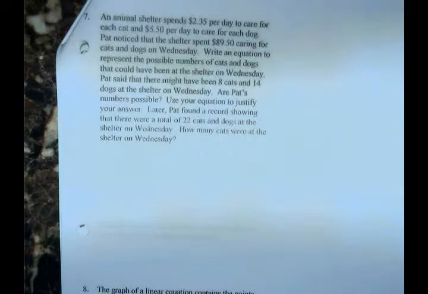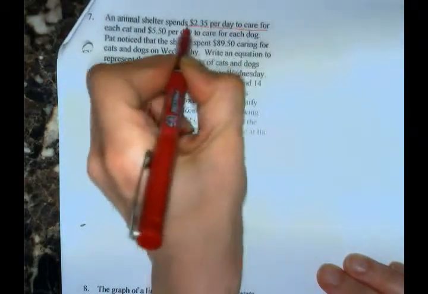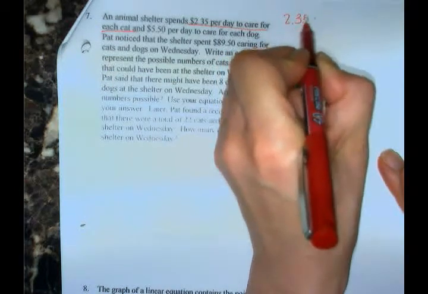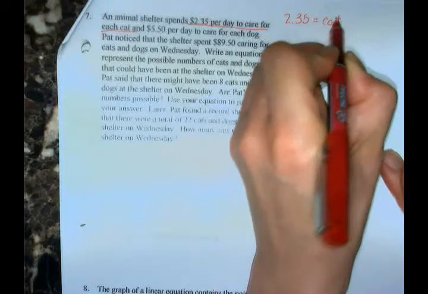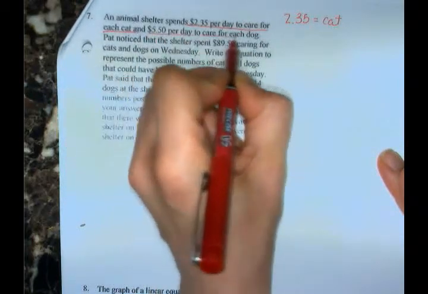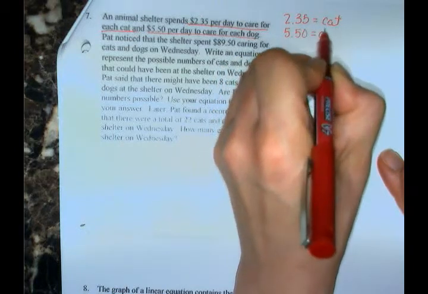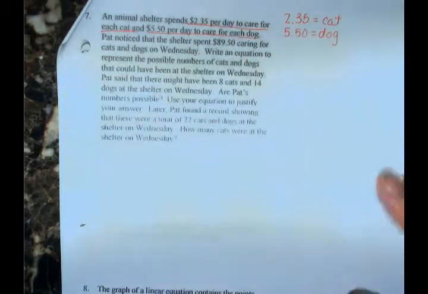Okay, number 7. It's a pretty long problem. This actually was the problem on last year's Common Core exam. An animal shelter spends $2.35 per day to care for each cat. Important piece of information, right? $2.35 for a cat and $5.50 per day for a dog. So I like to write all my information down so that I can see it in an orderly way.